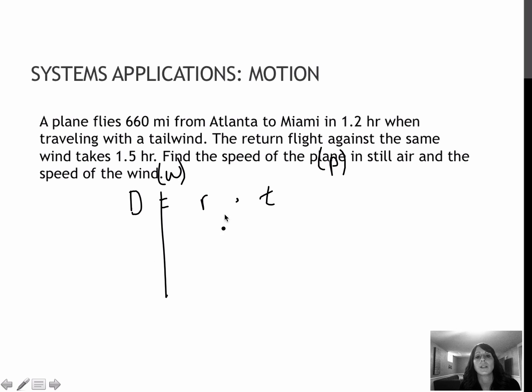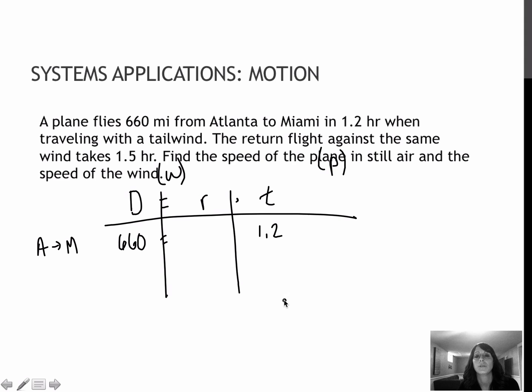So from Atlanta to Miami, the distance is 660 miles. The rate is the tricky part, so I'll come back to that. The time is 1.2 hours. Let's talk about the rate. From Atlanta to Miami, I'm traveling with a tailwind. So if P is the speed of the plane and W is the speed of the wind, that means if I add those two together, that would be the speed of the plane with the wind helping us out. So this is P plus W.